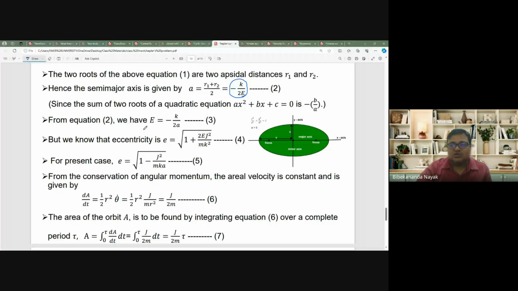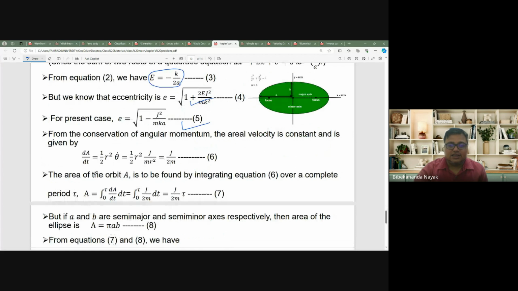So now from this equation you can say E is equal to minus k by 2a. But the eccentricity we got is square root of 1 plus 2EJ square by m k square. Put E equal to minus k by 2a here, and it is equal to minus J square by m k a.